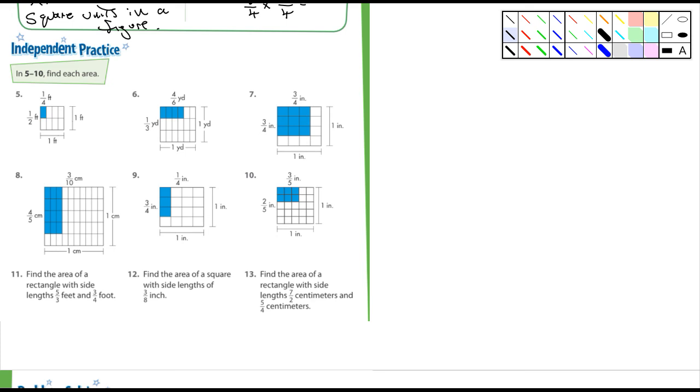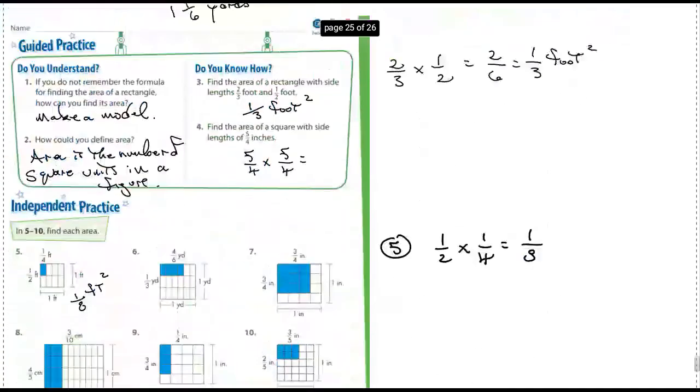So for number 5, it would be 1/2 times 1/4. So 1 times 1 is 1, 2 times 4 is 8. So the answer to that one, number 5, is 1/8 of a foot, FT squared. Okay. What else we got going here?